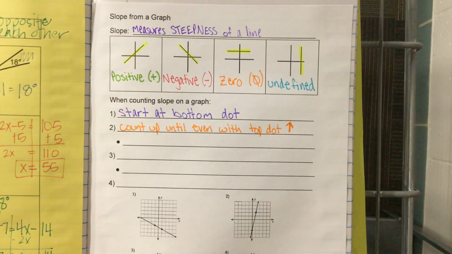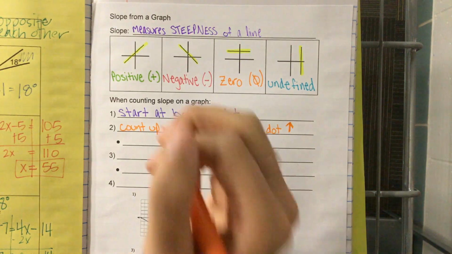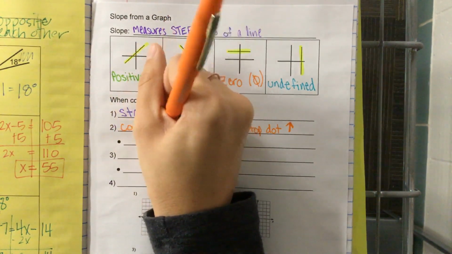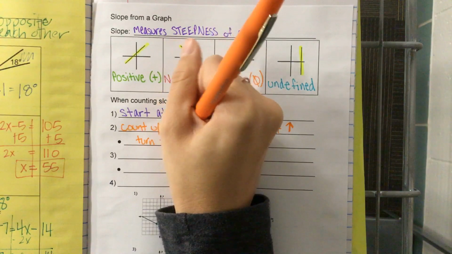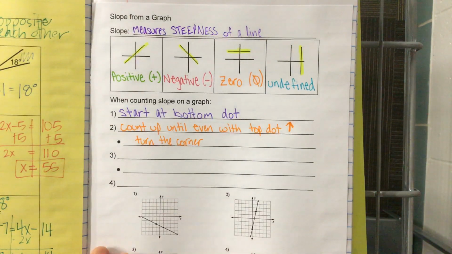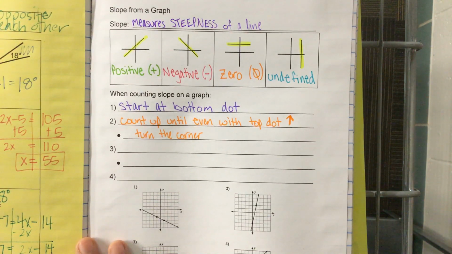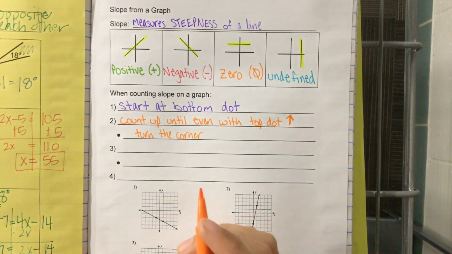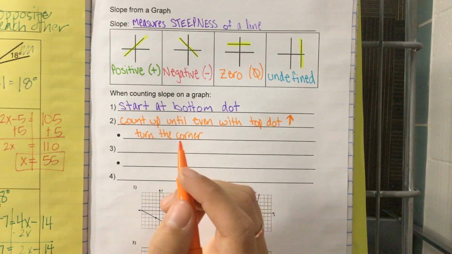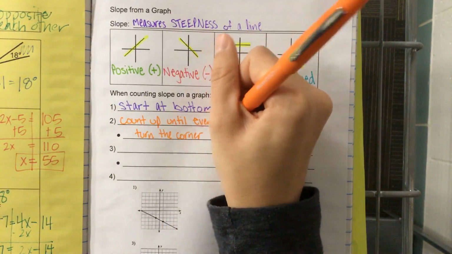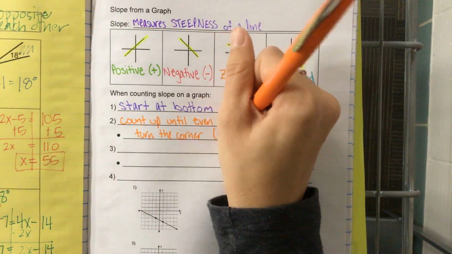Once you're even with the top dot, you count it straight up. You're going to turn the corner, because as we count slope, we're going to be drawing on our graph paper to help us count, to help us see it. You'll count up, straight up, and then you'll turn the corner, because the shape that we're going to be drawing is a right triangle.